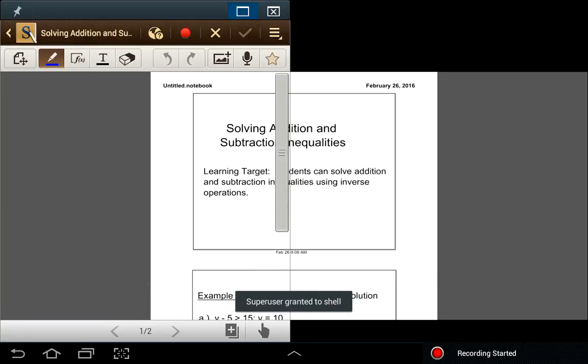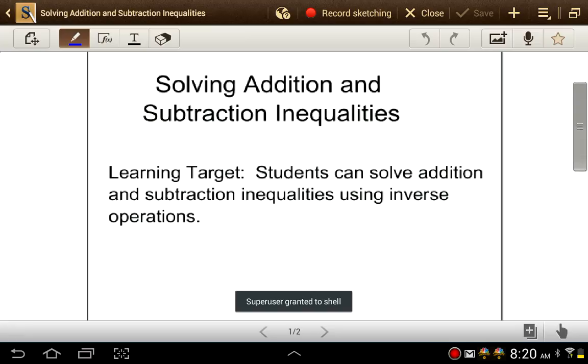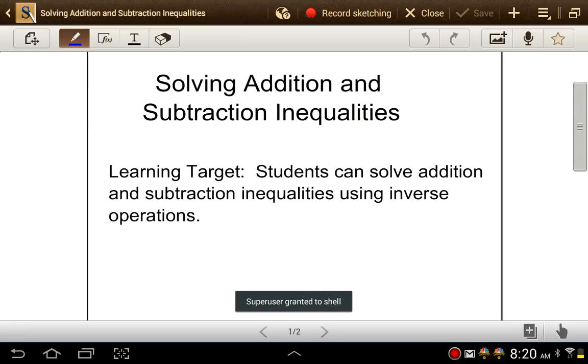Our video for solving addition and subtraction inequalities. Our learning target is students can solve addition and subtraction inequalities using inverse operations. So similar to solving equations, we're going to be using our inverse operations to answer these questions. Make sure you write down your heading, make sure you write down your learning target. If you need to pause, go ahead. Otherwise, I'm going to be going on to the first example.